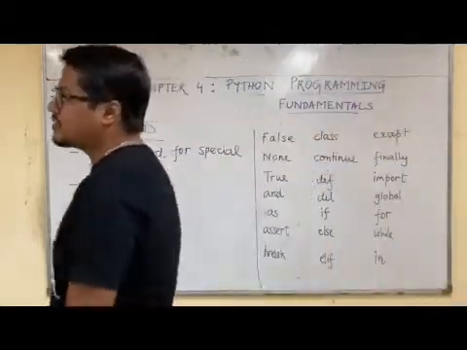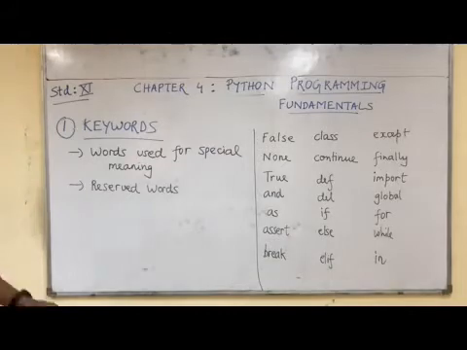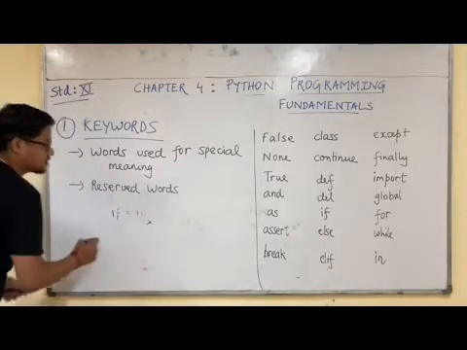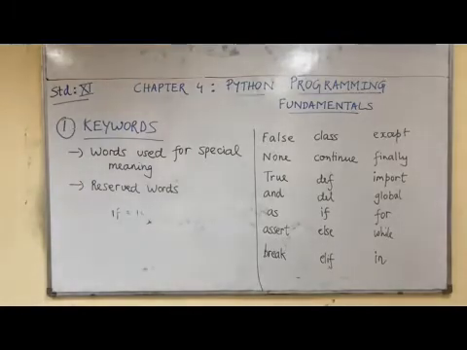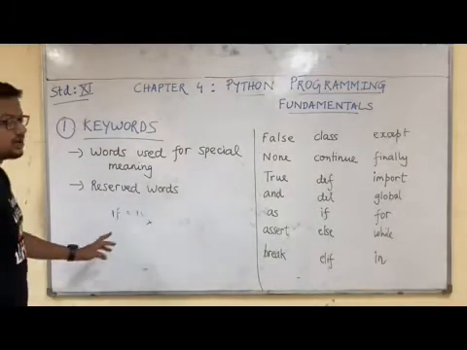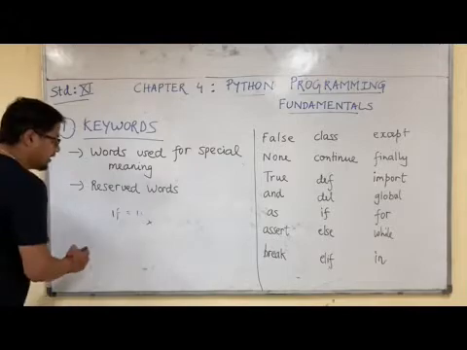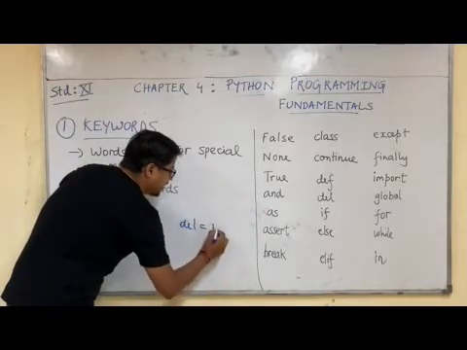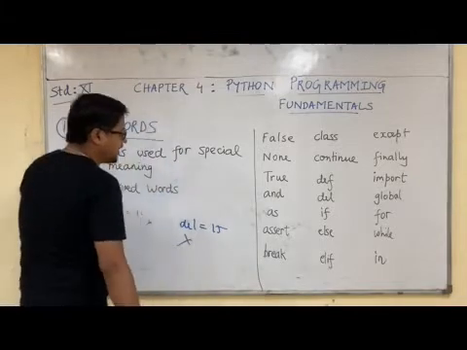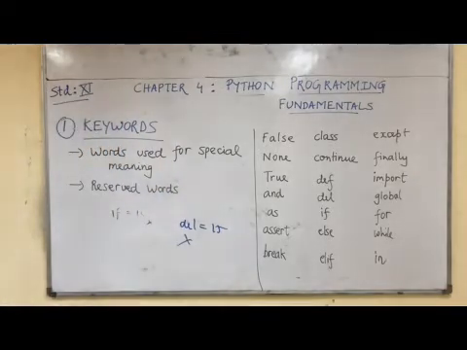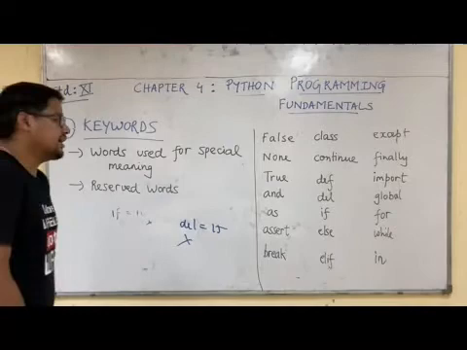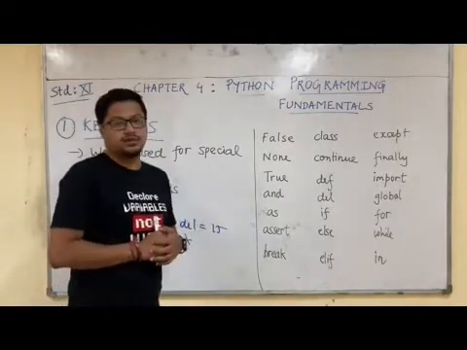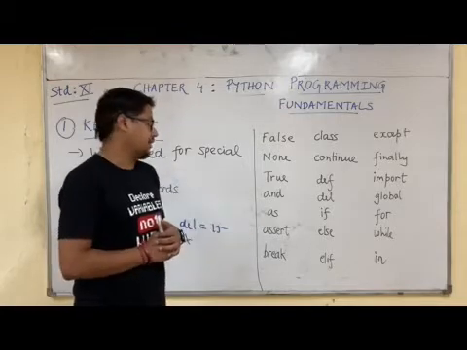Now, as you can see on the board, I gave an example that we cannot write like this: if is equal to 10. It is not possible, because if is a keyword, we cannot use it as a variable name. In the same way, let us say del equal to 15 is not possible because del, delete, is a keyword. Okay, so as you can see, there are so many keywords available in Python. I have written only some of them so that we can have a basic understanding.